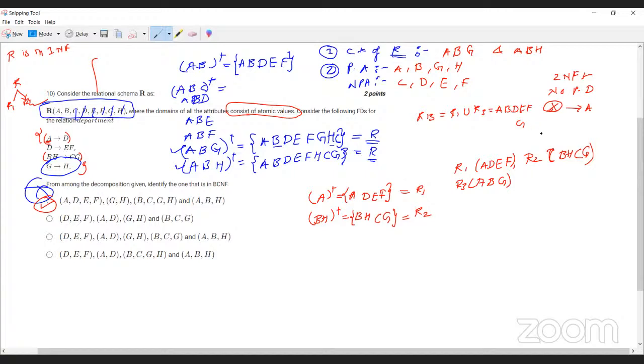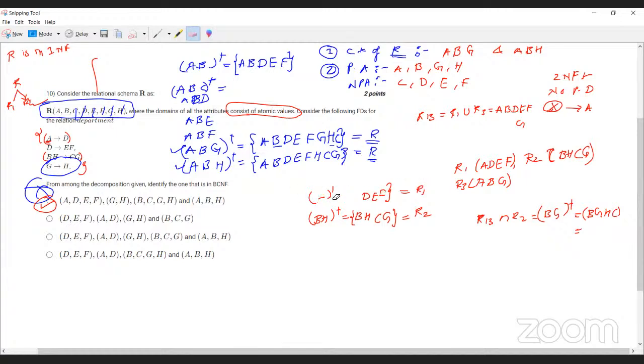Now if I take the intersection of R13 and R2, what I will get? B and G, right? If I take the closure of BG, from G I will get H, and from BH, I will get CG. So that is B, G, H, C, G. Sorry, G is repeated here. So I will get R2 here. So our decomposition is lossless, right? Any doubt up till now about what I have done?